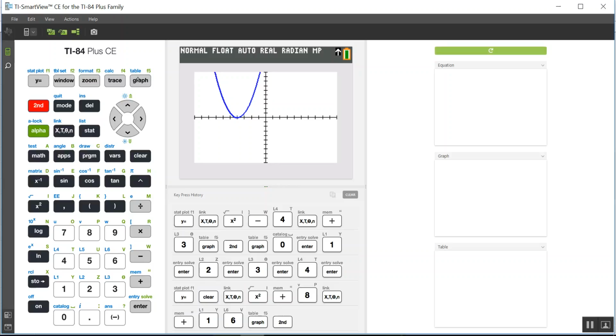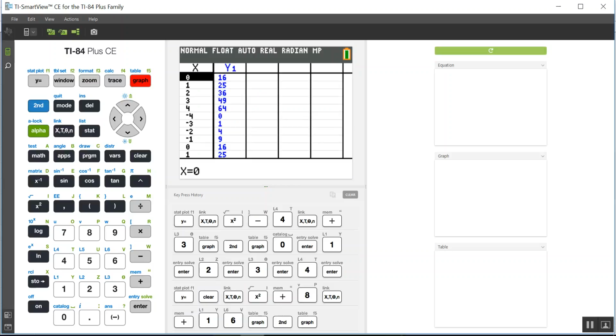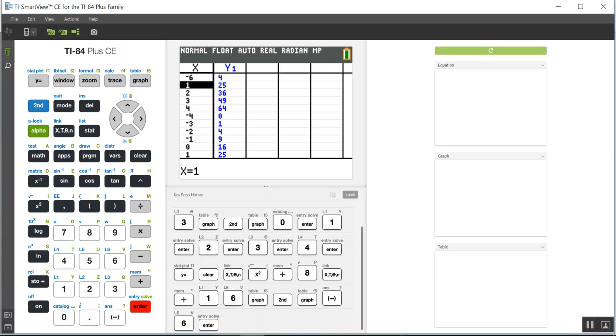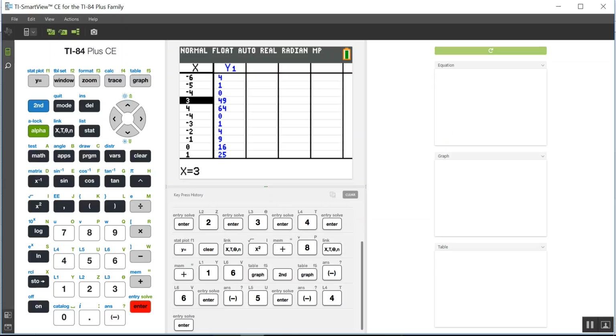So second graph, and I started with negative 6, enter, negative 5, enter, negative 4, enter, negative 3, and negative 2. And you can just ignore the rest of these numbers. I'm only interested in these first 5 that I put in. So my y's are 4, 1, 0, 1, 4. And again, they're symmetric like we saw in the last section. Makes a lot of sense.